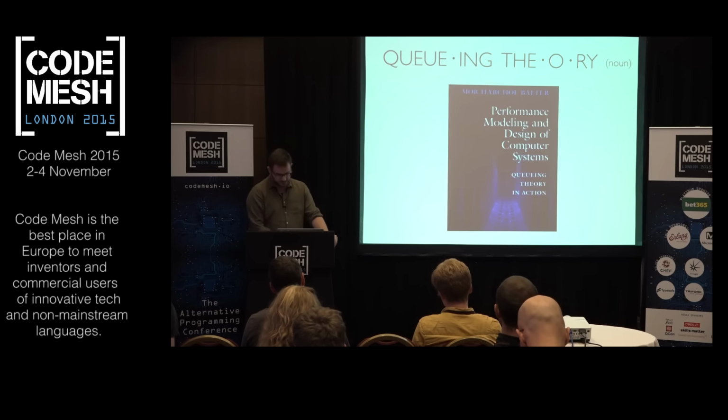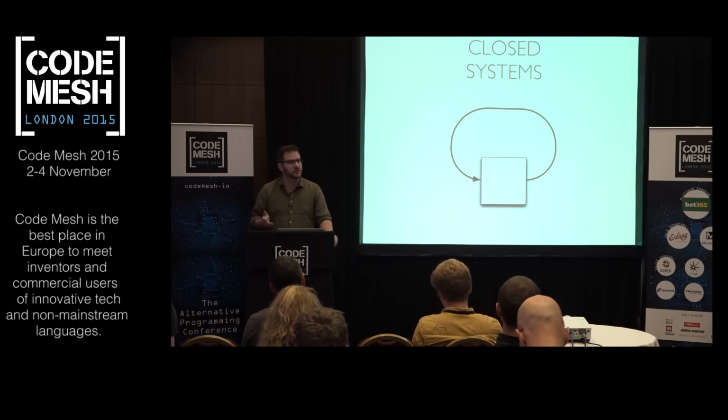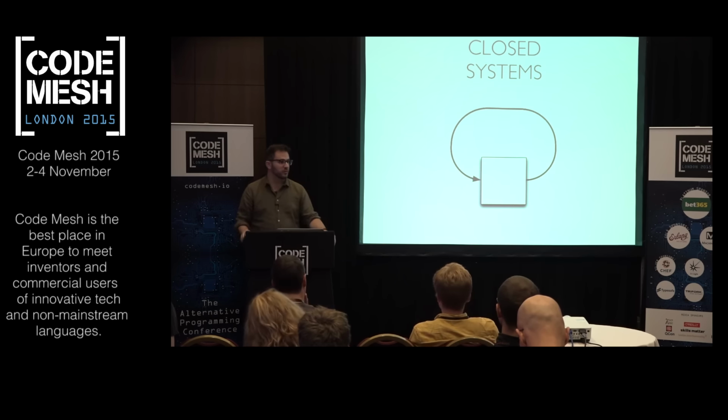With that said, one of the core distinctions in queuing theory is between closed and open systems. In a closed system, there's only one thing happening at a time. The producer will give some sort of task to the consumer. The consumer will work on it. It will come back, and only then is the producer allowed to introduce something new.